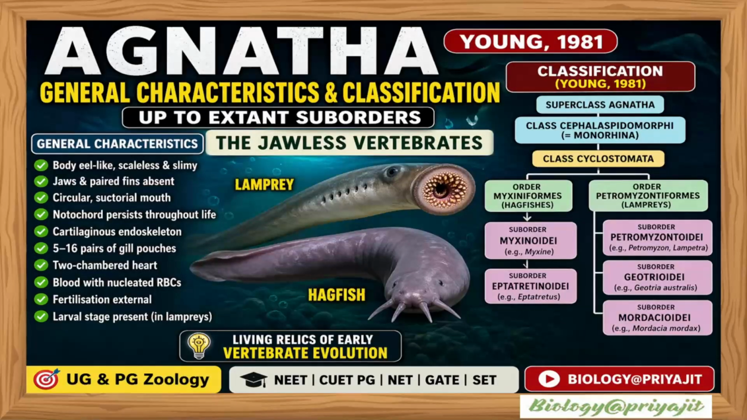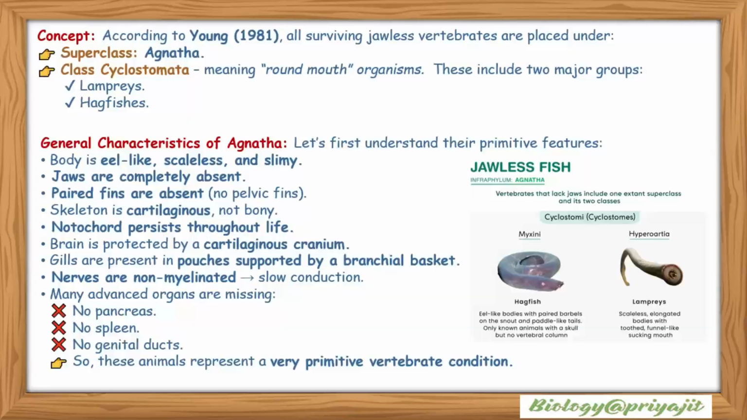Have you ever wondered what the earliest vertebrates looked like before jaws even evolved? Today we will explore one of the most primitive and fascinating vertebrate groups, that is Agnatha, or the jawless fishes. According to Young 1981, all surviving jawless vertebrates are placed under superclass Agnatha, class Cyclostomata, meaning round mouth organism. Cyclo means round, stoma means mouth. So these include two major groups: Lampreys and Hagfishes.